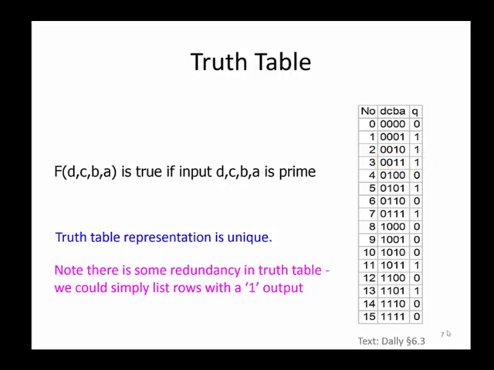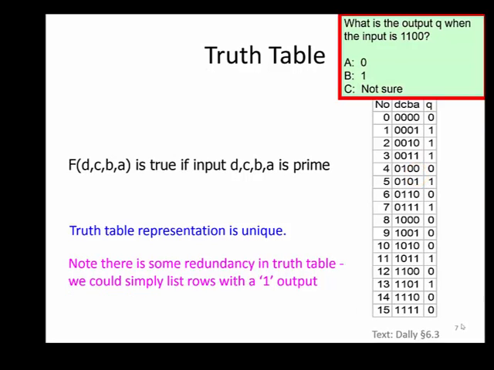The number 4 in binary is 0100, which is listed in the next row. As 4 is not a prime number, the output listed for it is 0. What is the output Q when the input is 1100?